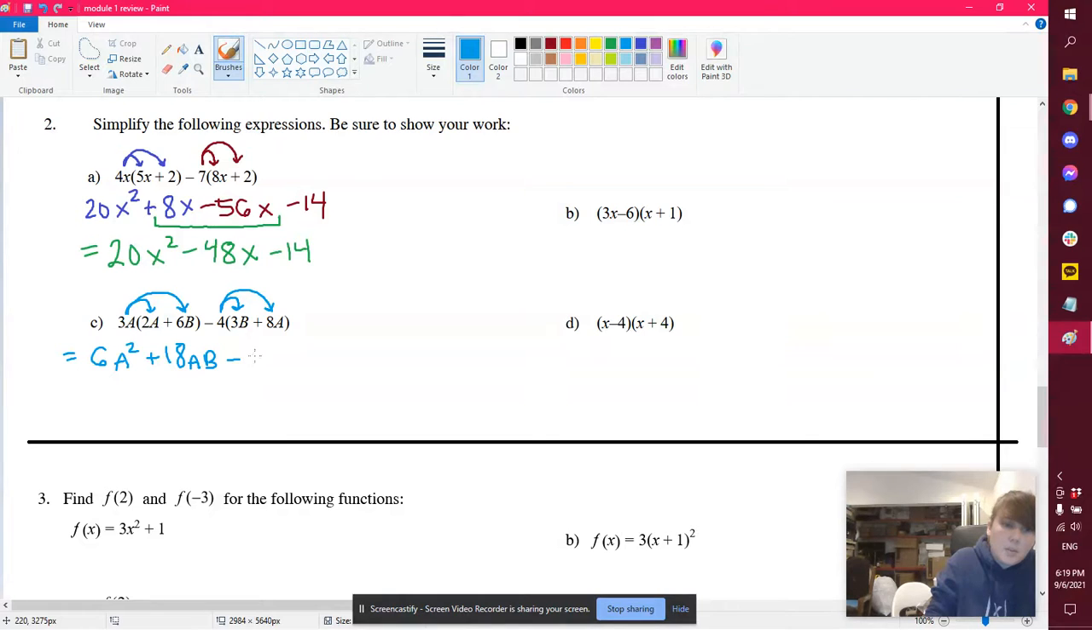Negative 4 times 3b, negative 12b. Again, we don't need parentheses anymore, even though it's a minus, because we've done the distribution. And then negative 4 times 8a is negative 32a. Now we check for like terms. There's no other a squareds, there's no other ab's, there's no other b's, and there's no other a's. So this is finished. It's a finished problem.